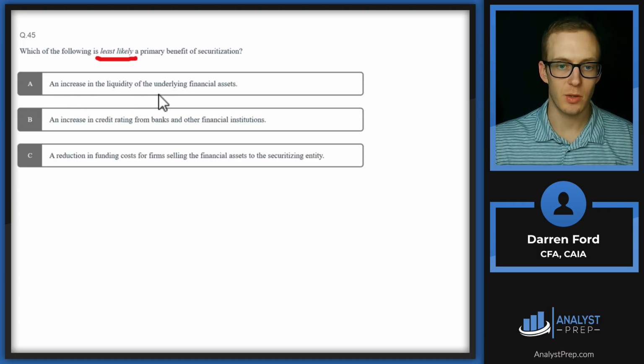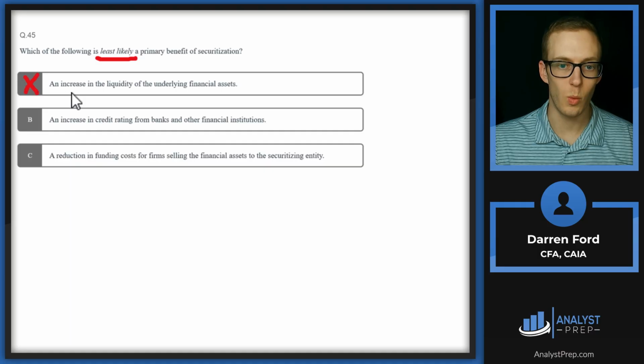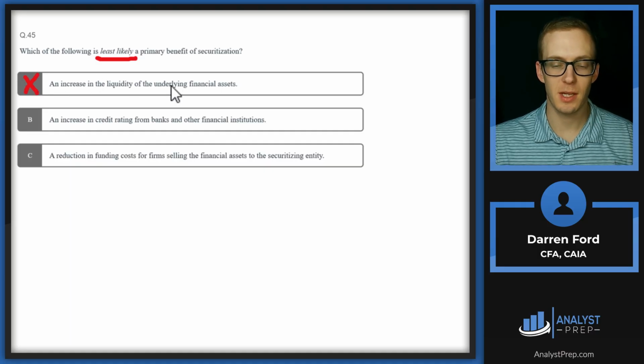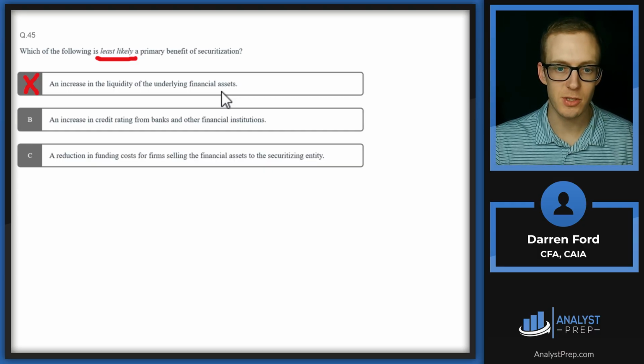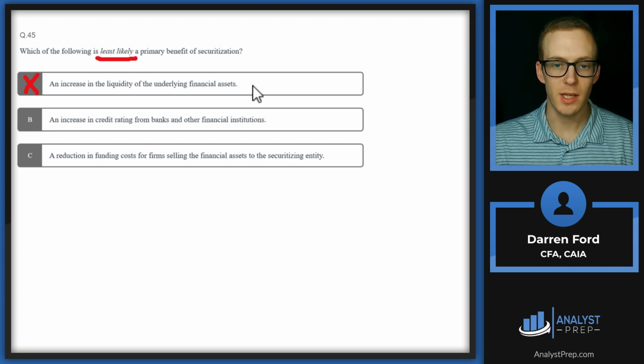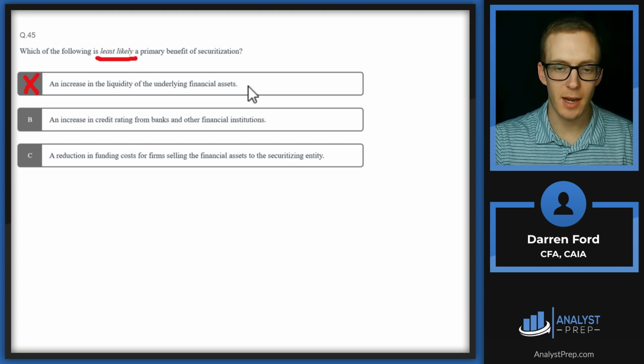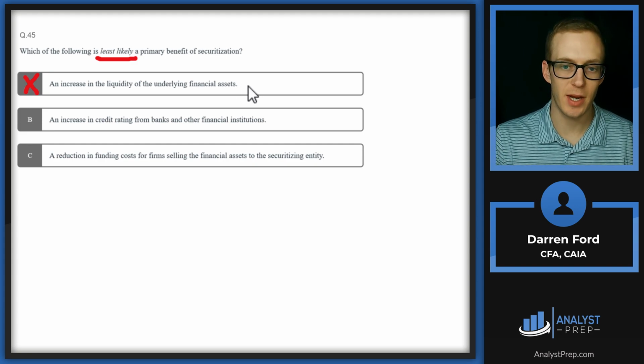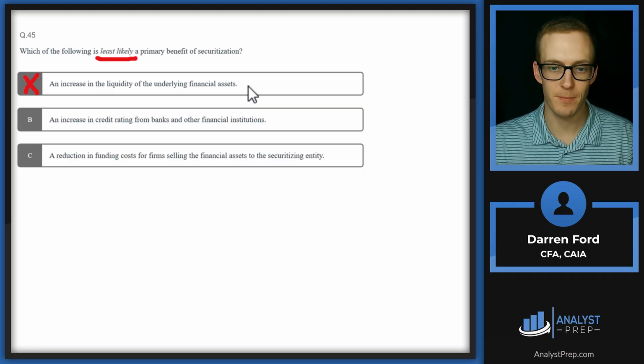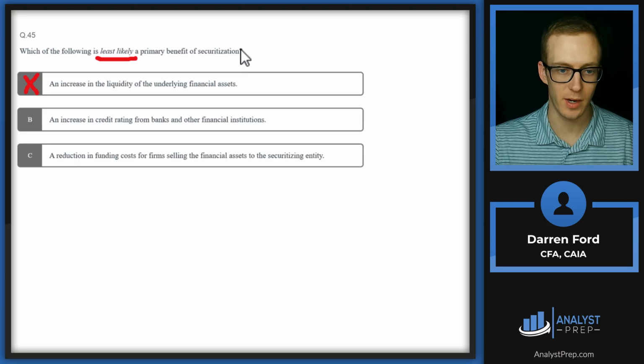A, an increase in the liquidity of the underlying financial assets. We can rule this out since this will be a benefit. Think about something like mortgage loans that might be more illiquid. When we take similar type mortgage loans and pool them into a securitized asset, it makes it more liquid because then we're able to trade them as a pool rather than if we had to trade each of those mortgage loans individually. That would be a lot more tedious and the loans individually would have a lot less liquidity likely.